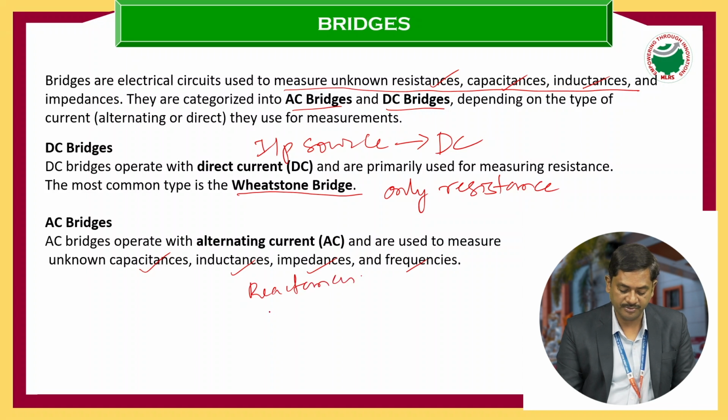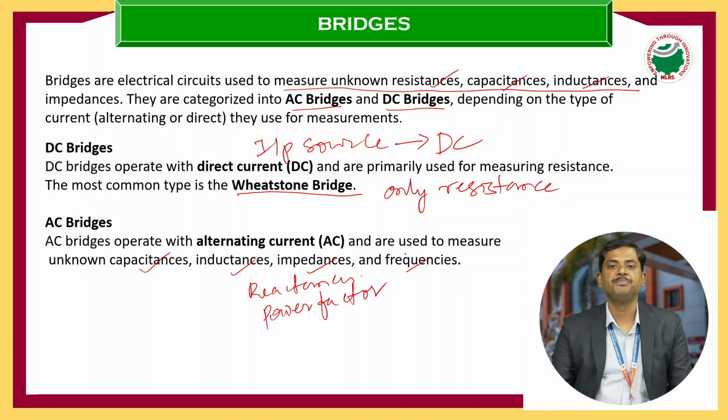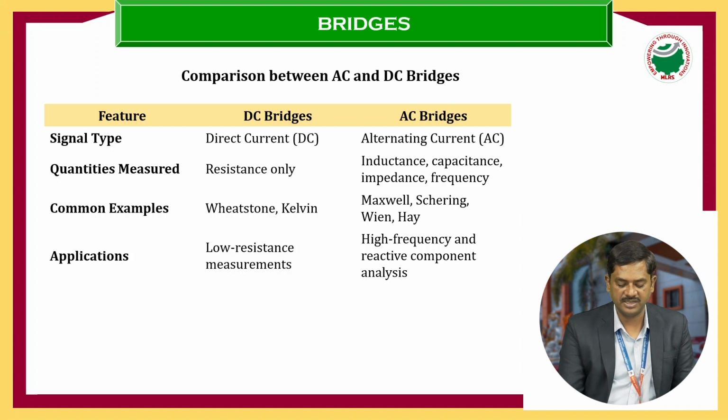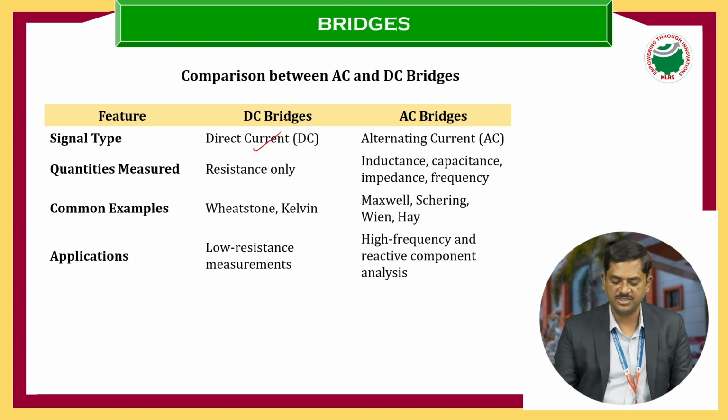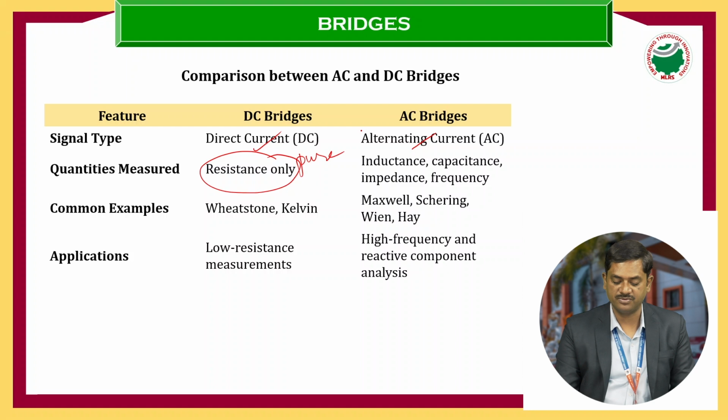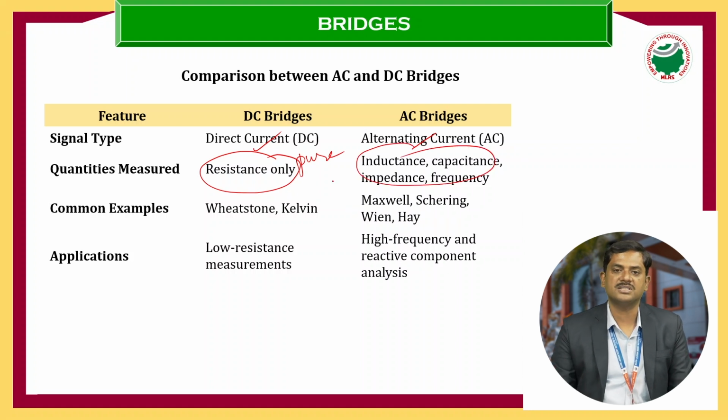Then we try to find the crest factor, power factors, and the loss factor. These can also be measured with the help of AC bridges. If I look at the comparison between AC and DC bridges, the signal type given is direct current for DC bridges, and alternating current for AC bridges. As we discussed, the quantity that can be measured with DC is purely resistance. But with AC, we can measure the remaining components such as inductance, capacitance, frequencies, impedances, and everything.